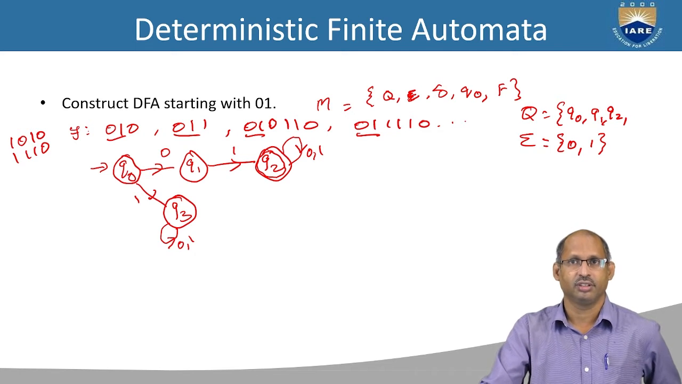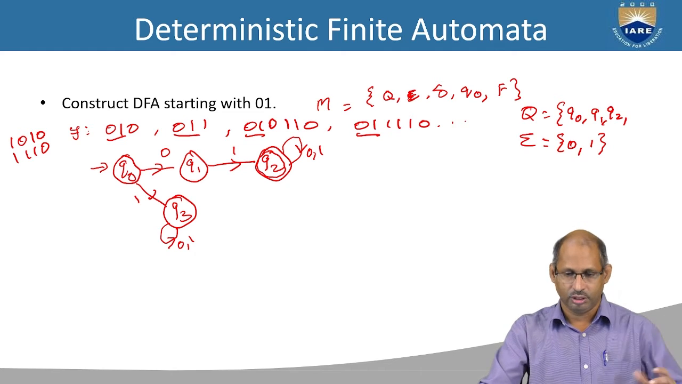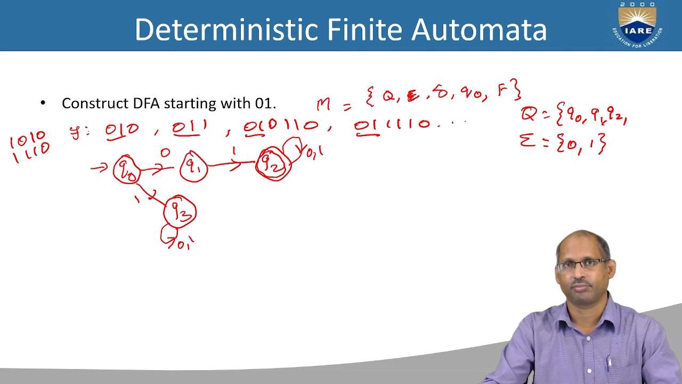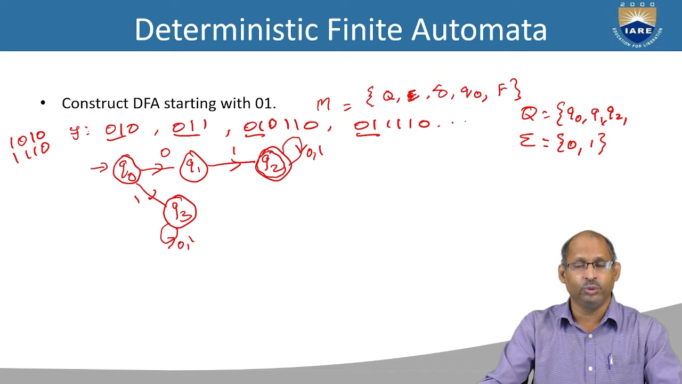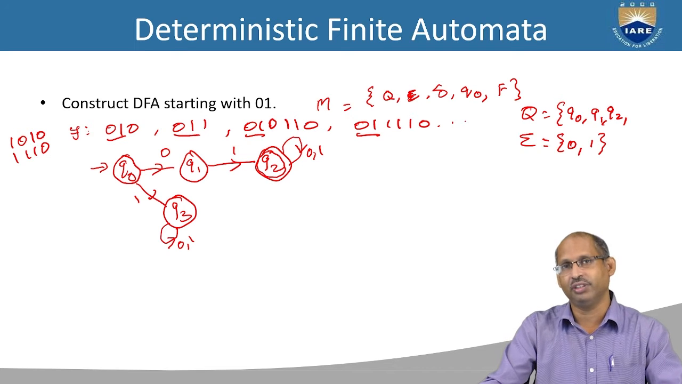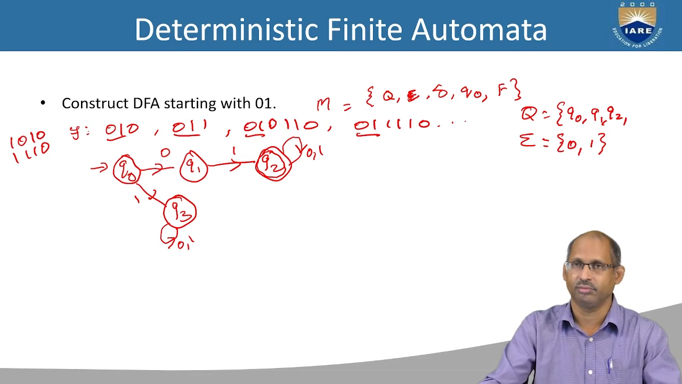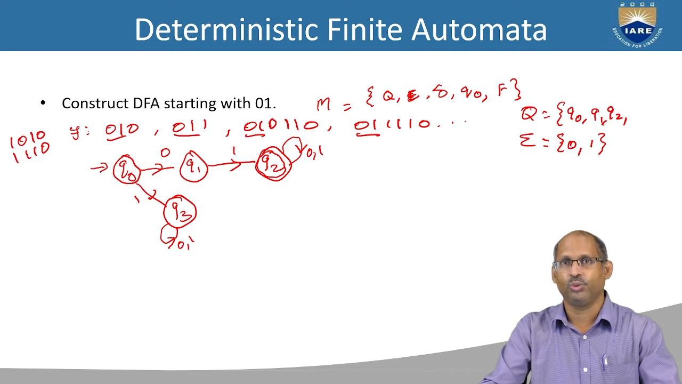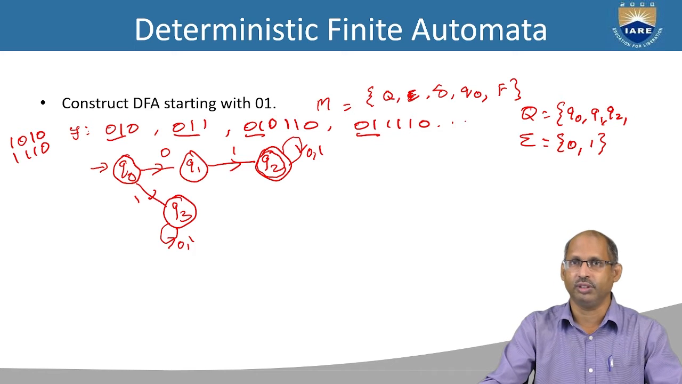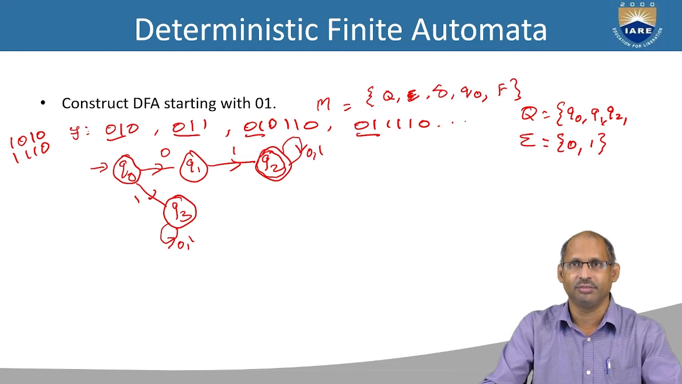Okay? Is it clear? Now, Q1. Q0 on 0 goes to Q1. Right? If it is followed by 1, it is accepted.